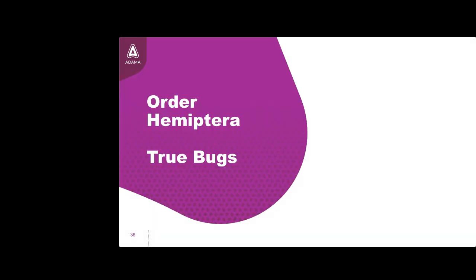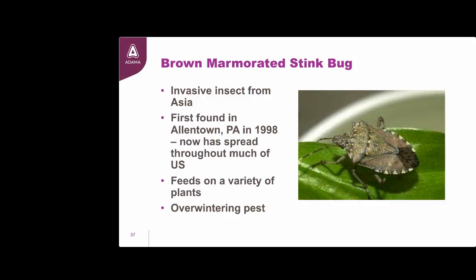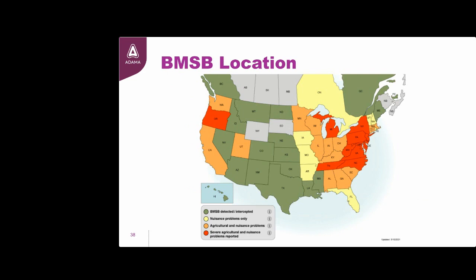And then very briefly, I'm going to get into Hemiptera and just a couple of the true bugs that we have issues with. Brown marmorated stink bug, a big one, comes from Asia, popped up in Allentown, Pennsylvania in 1998. It has made its way across much of the Northeast, other areas, good concentration in Oregon as well. It's a pain, feeds on a ton of different plants, huge agricultural crop pest, and from our perspective, an overwintering pest, right? This is where you see all that red in the Northeast, little spot in Oregon. This is where you get some pretty heavy infestations, huge agricultural issues with the brown marmorated stink bug.